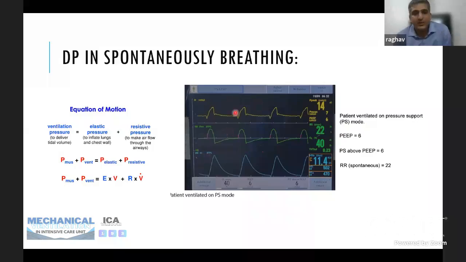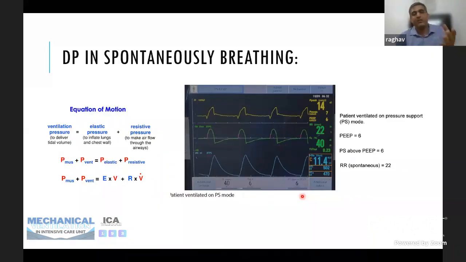For example, this was a patient with us who had ARDS, and on day 4, his FiO2 requirement decreased to 40%, and we put him on pressure support mode. So the pressure support above PEEP was 6 in this patient. However, this is not the patient's real driving pressure for this ventilation.